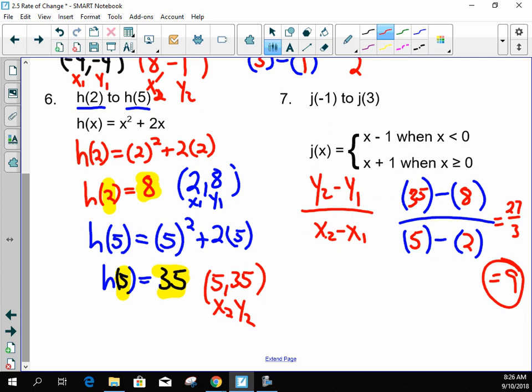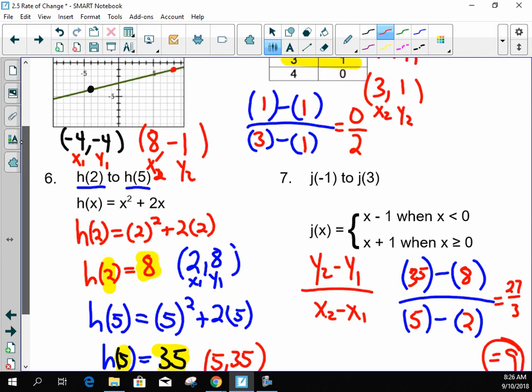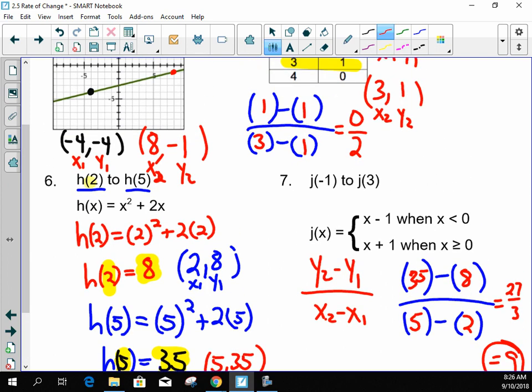So for this one, the rate of change from h of 2 to h of 5 is 9. Erase all of this so it looks a little cleaner. Equals 9.